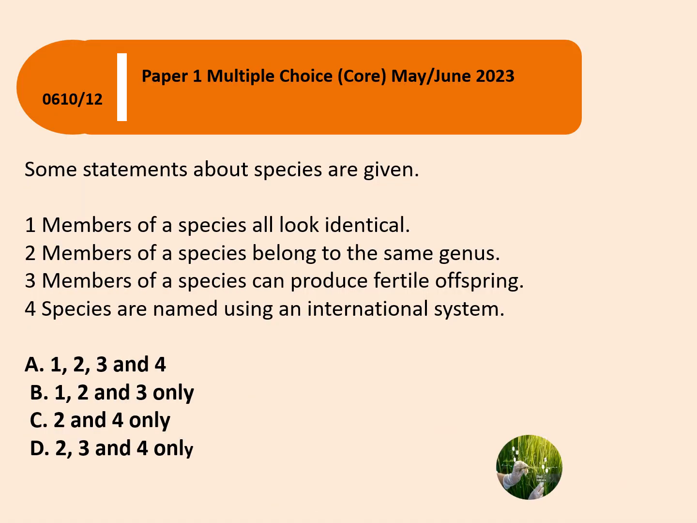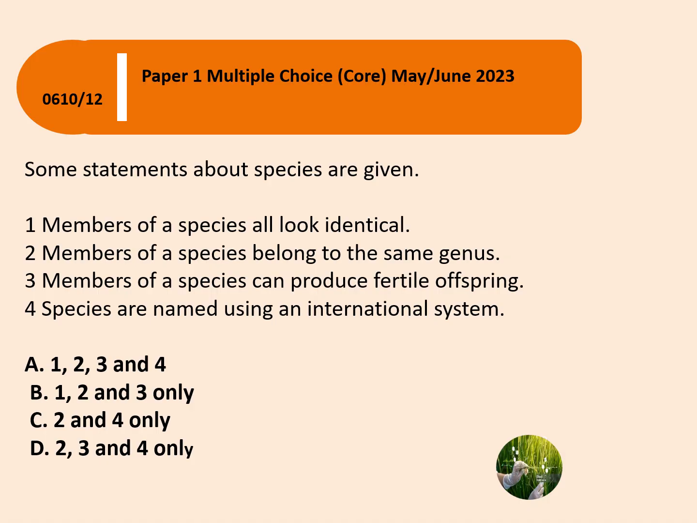Multiple choice question, May June 2023. Some statements about species are given. 1. Members of a species all look identical. 2. Members of a species belong to the same genus. 3. Members of a species can produce fertile offspring. 4. Species are named using an international system. So, which ones are valid? First one, members of a species all look identical.